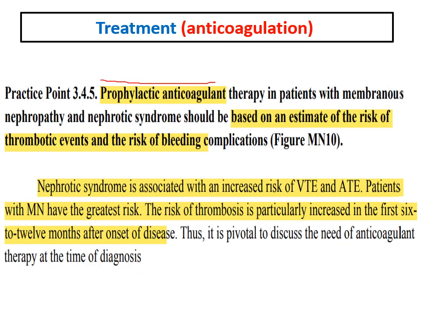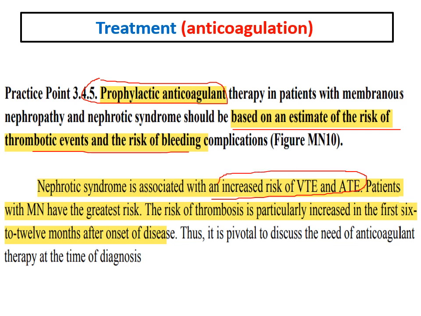Anticoagulation. Prophylactic anticoagulation or anticoagulant therapy in patients with membranous and nephrotic syndrome should be based on the estimated risk of thrombosis and risk of bleeding. Nephrotic syndrome is associated with an increased risk, as we know from the start, of venous thromboembolism and arterial thromboembolism, and the highest risk is present with membranous. We said it in part 1. The most common glomerulonephritis to be associated with thrombosis is the membranous. The risk of thrombosis is particularly increased in the first 6 to 12 months after the disease.